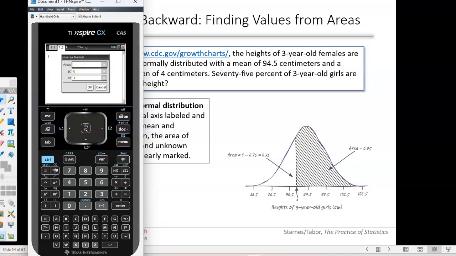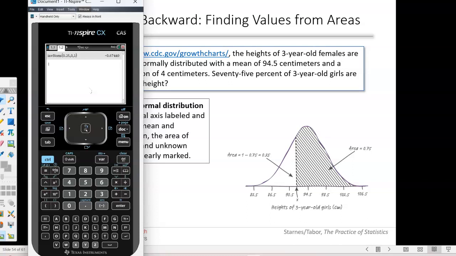So you have to put the area, and the area in this command is always to the left of the value you're looking for. So we're going for the x value. The area to the left of that is 25%, so I'm going to say 0.25. Because I'm going to try to find the z-score here, I'm just going to leave it as 0 and 1. Just say OK. So it tells me the z-score is negative 0.67. That looks about right, right? Negative 1 standard deviation would be 90.5. 0 is 94.5, that's the mean there. So that looks about right.